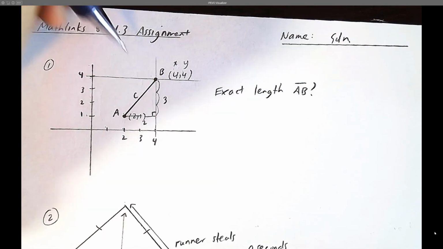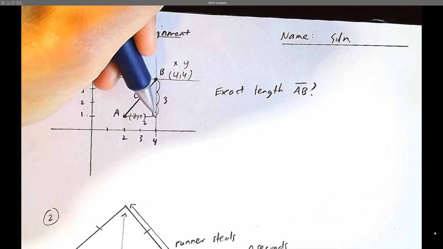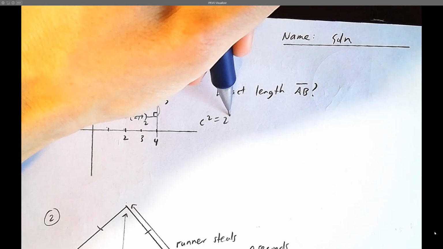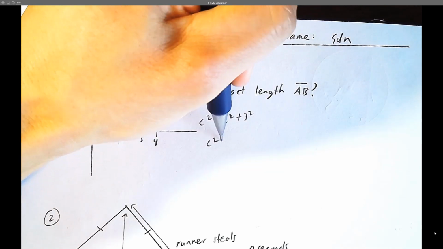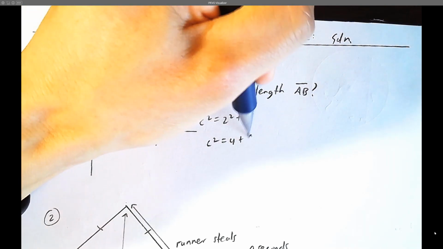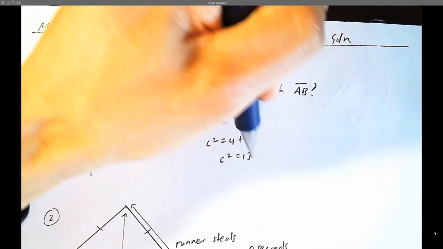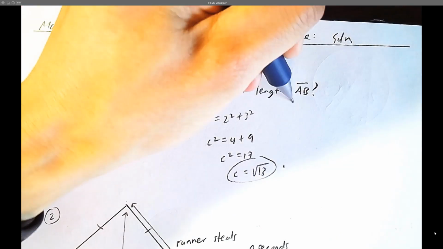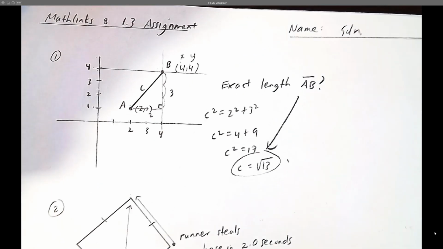Now can you figure out C, the hypotenuse? 2, 3, and then use the Pythagorean Theorem. C squared equals 2 squared plus 3 squared. C squared equals 4 plus 9. C squared equals 13. Take the square root of both sides, and we have our answer. This here is the exact length of AB.